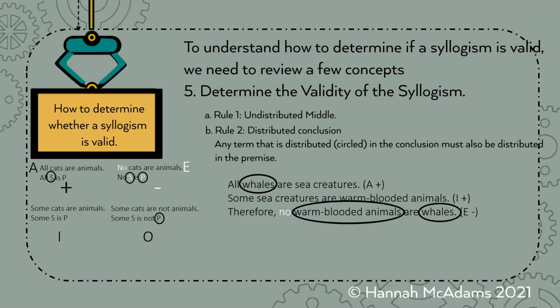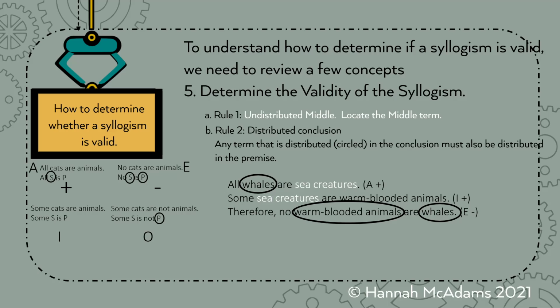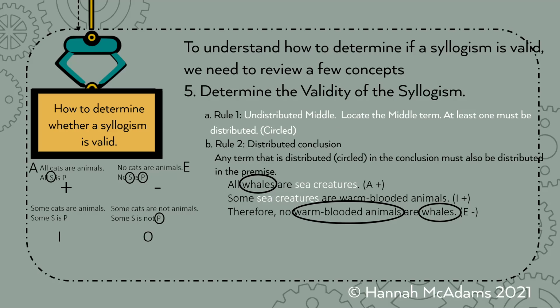Okay, first rule. Undistributed middle. So we have to find sea creatures. Nothing is circled. Right, nothing is circled. So it breaks that rule, which is called the undistributed middle. Very good. Undistributed middle.